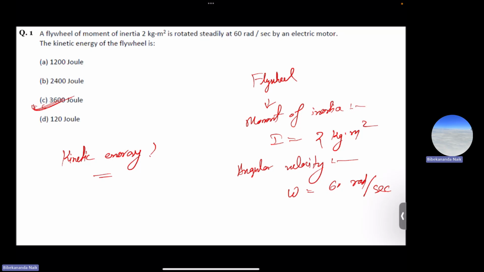I hope this is clear to you. This was a pretty straightforward question. Now we'll move to question number 2.